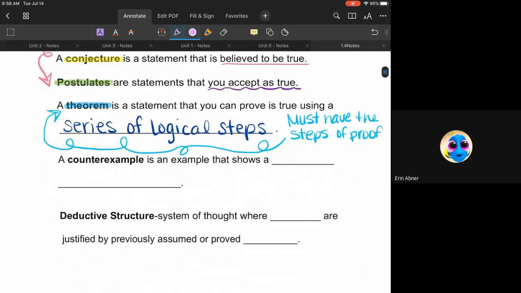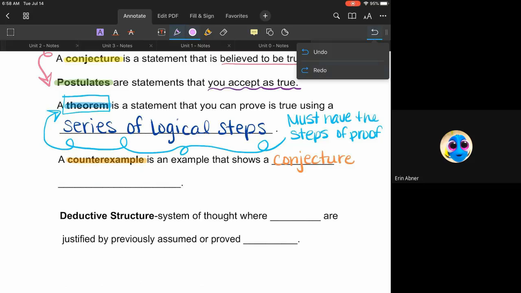Okay, so then we're going to have counterexamples. A counterexample is an example that shows that a conjecture, something that we previously believed to be true, is false. The conjecture, like I said, was what we had previously believed to be true, but there has to be an example that shows that your conjecture is false.